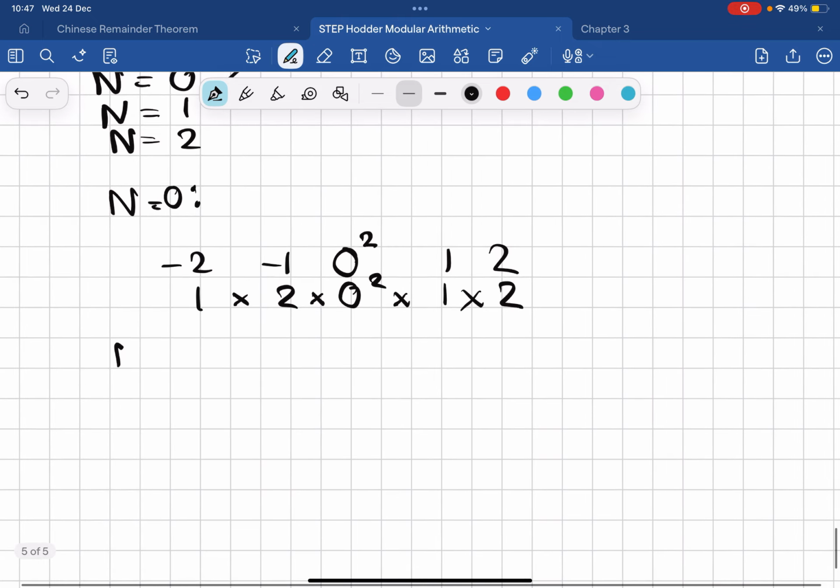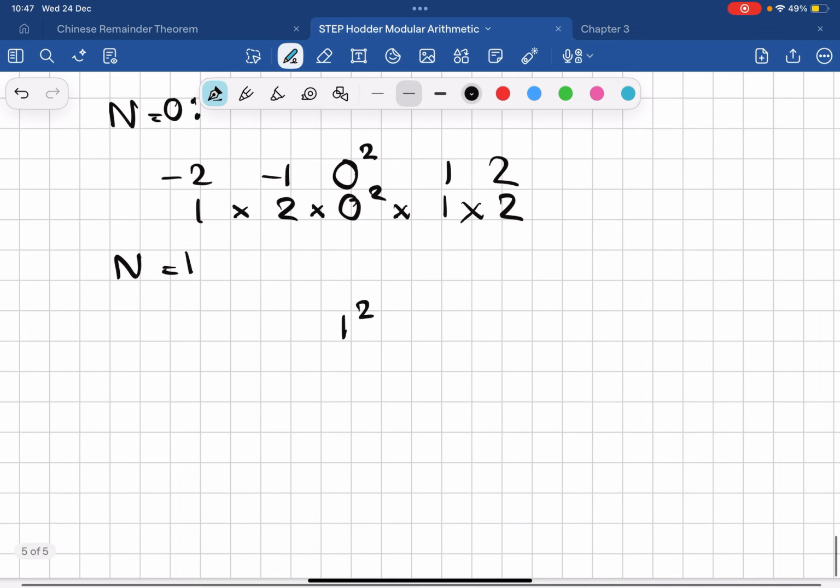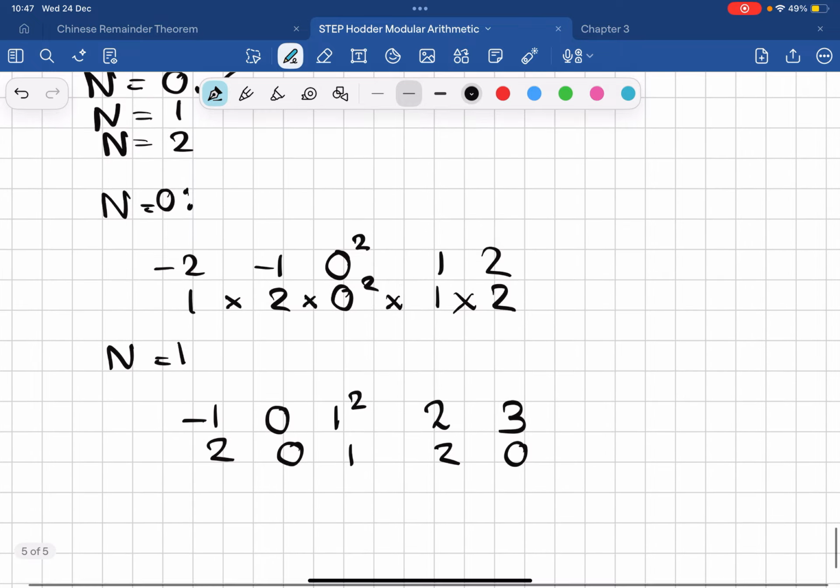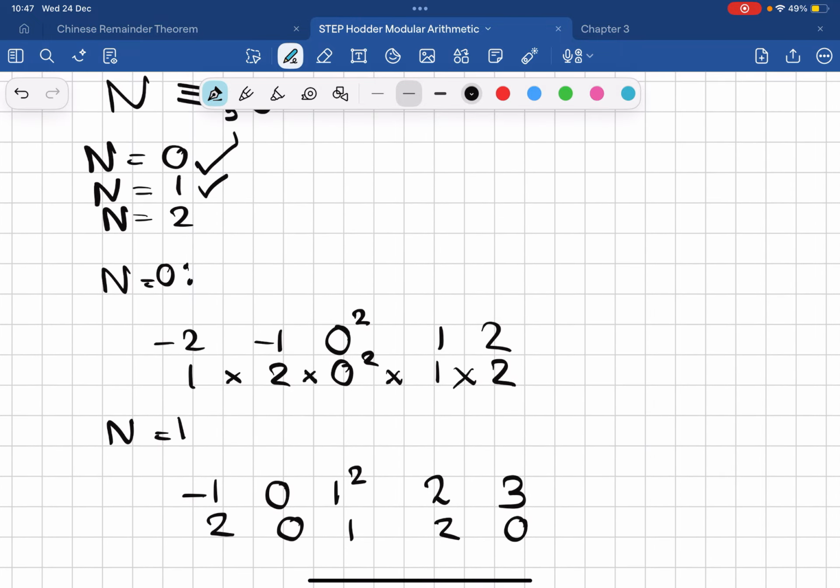Now when we're on to n equals 1, let's put 1 squared in the middle. We've got n minus 1 to the left, which is 0, and n minus 2, so we've got minus 1, n plus 1 is 2, n plus 2 is 3. Now if we take mod 3 of all these numbers, we've got 2, 0, 1, 2, and 0. Notice here how we've got 2 zeros. That double affirms that when n equals 1, the expression is congruent to 0. So let's put a tick next to n equals 1.